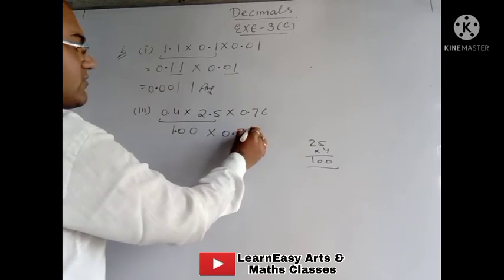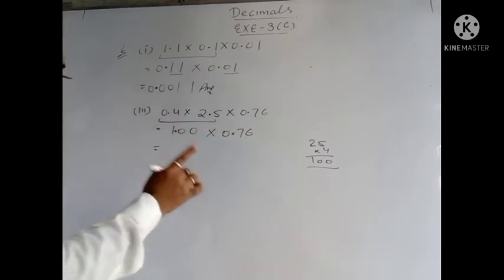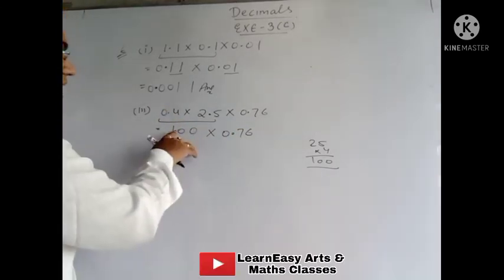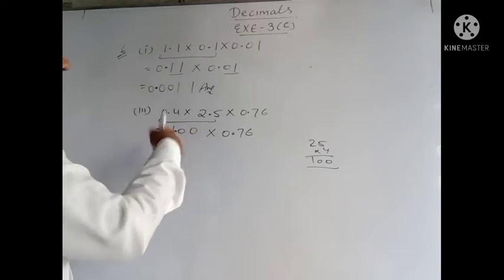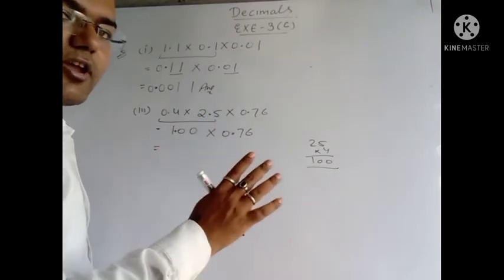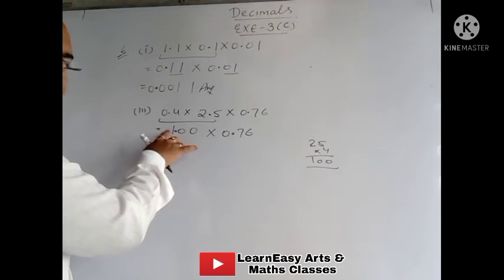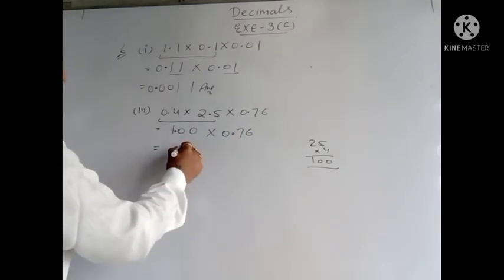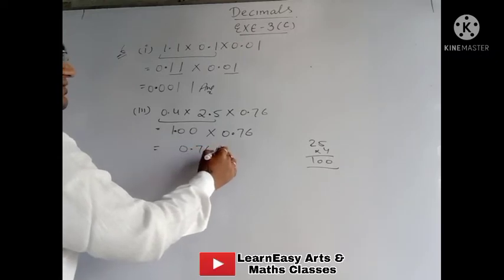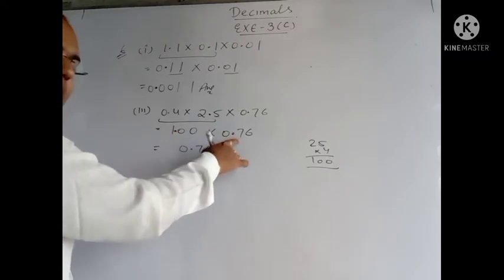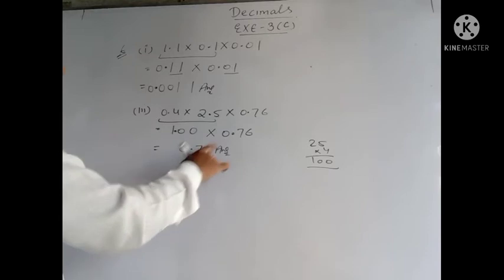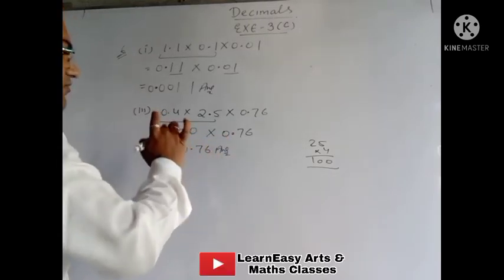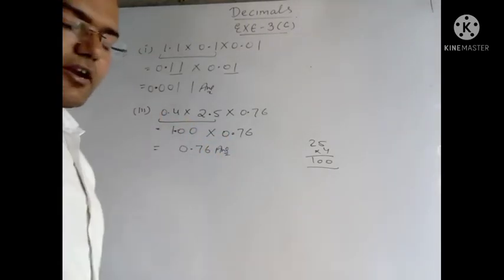Multiplied by 0.76. Now I already told you in the previous questions that after the point, if 0 is there in the end, then that 0 does not have any value. So that means this is only 1. So 1 multiplied by 0.76, the answer will remain the same, 0.76. So whenever we multiply any number by 1, the answer will be the same number. So this is your final answer of the 6th question, third part.